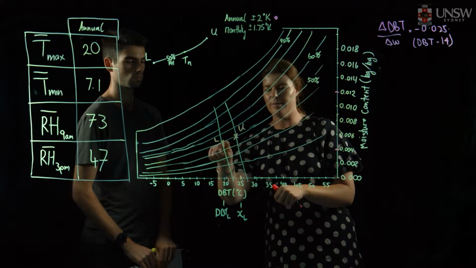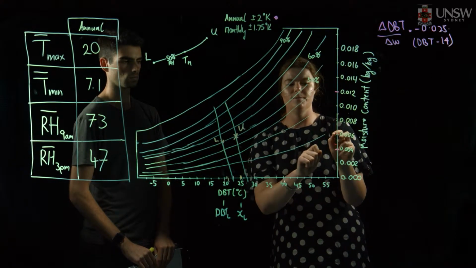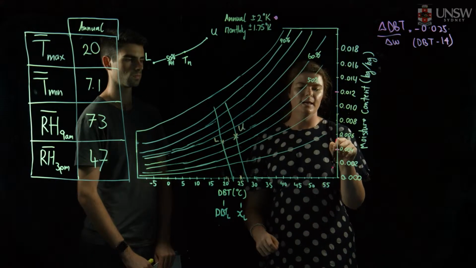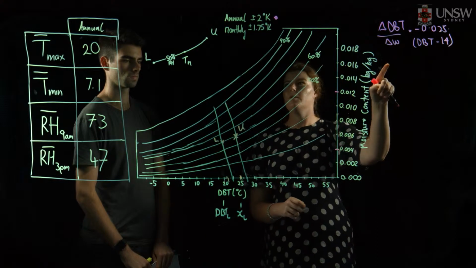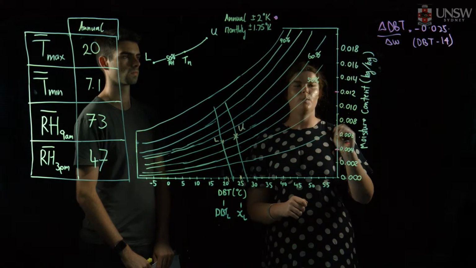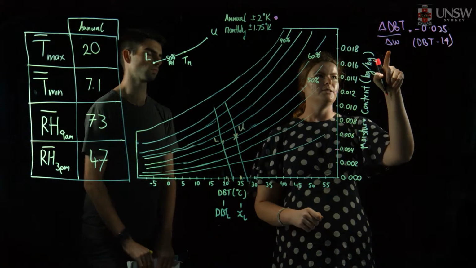So for L, you come across here and you find what this absolute humidity value is. It so happens to be that this value is 0.0071, but for this formula you need it in grams, not kilograms, so we'll be using 7.1. So to start off with, we need to rearrange this.